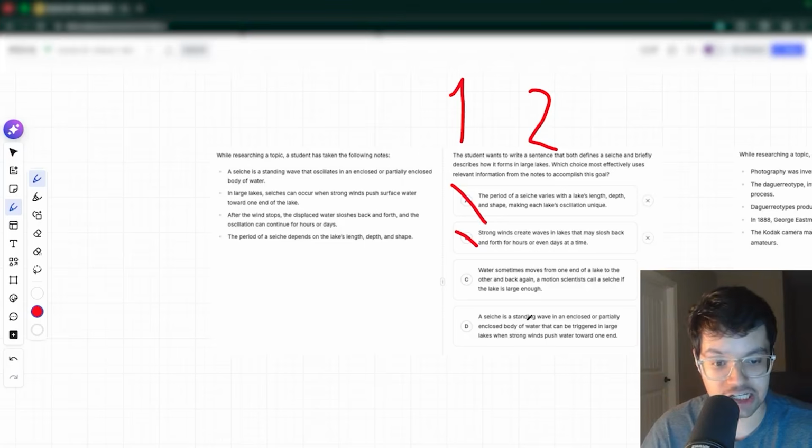Then finally we have D. A seiche is a standing wave in an enclosed or partially enclosed body of water that can be triggered in large lakes when strong winds push water toward one end. Okay, so that definitely does both things. It defines the seiche. It says a seiche is a standing wave. It also describes how it forms. It says it can be triggered when strong winds push water toward one end. So between C and D, D is definitely the right one.